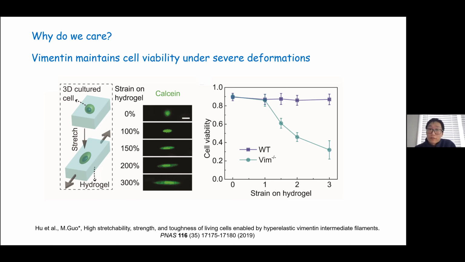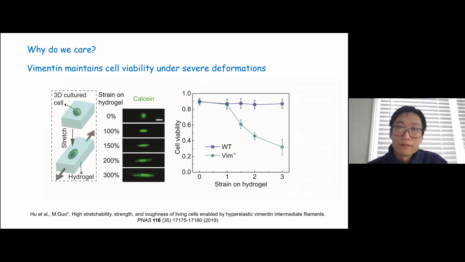But if you get rid of 1-19 in the mass, they die very quickly as long as you stretch beyond 100% strain. So I think that highlights the important role of 1-19 intermediate filament in maintaining cell mechanical integrity under large deformation per se. That may be why they need it for EMT, which we haven't really tested, but that's I think a reasonable hypothesis.